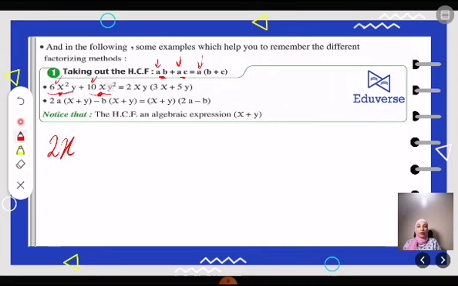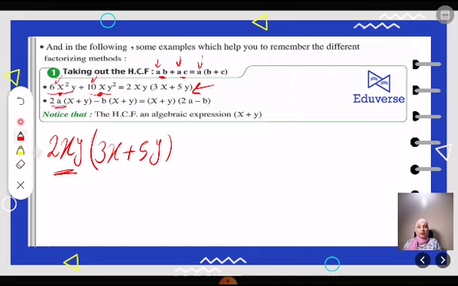Then I have y and y to the power 2. The lowest power here is y power 1. I take y as common factor. Then divide. 6 divide 2 equals 3. X power 2 divide x equals only x. And y will be cancelled with the y. Plus 10 divide 2, which is 5. X will be cancelled with the x. Y power 2 divide y will be y. And that's the solution here. So 2xy is the highest common factor for this expression. And in the bracket here we have 3x plus 5y.